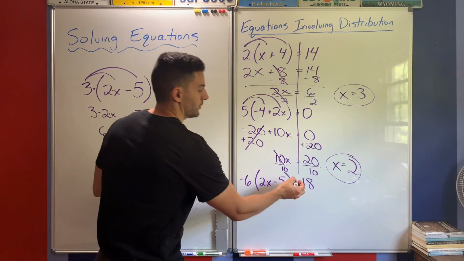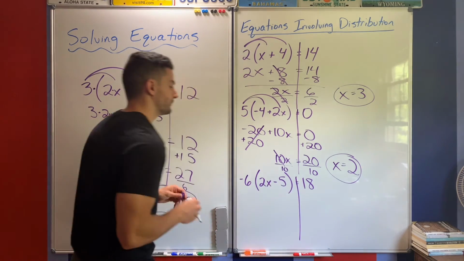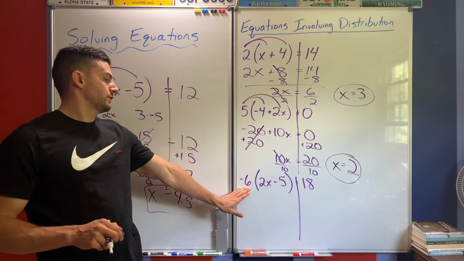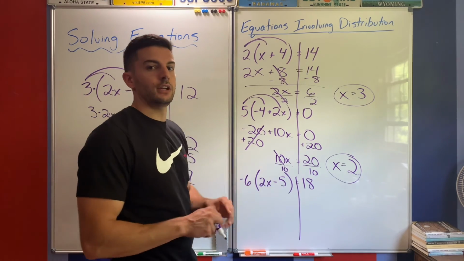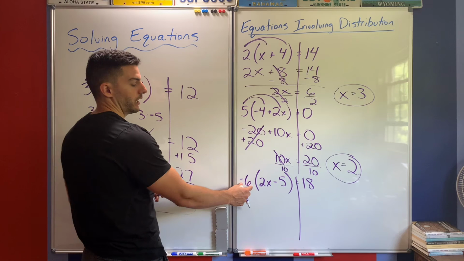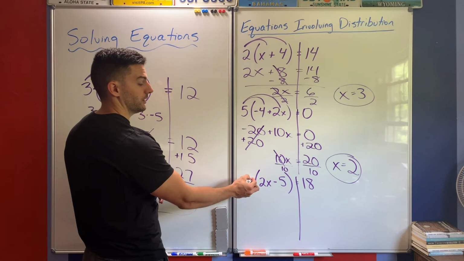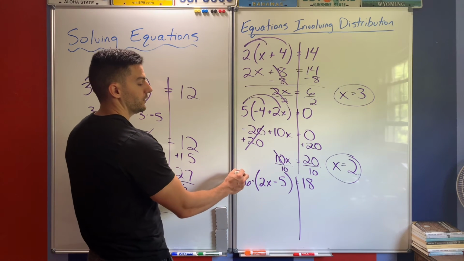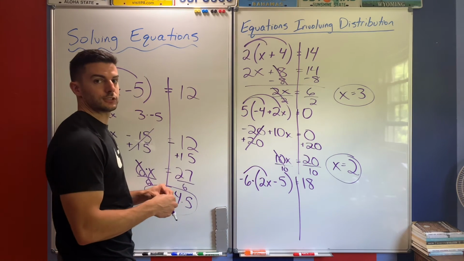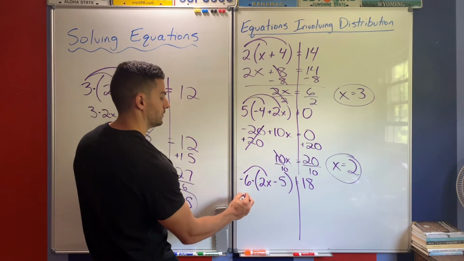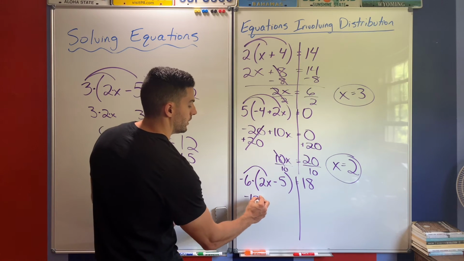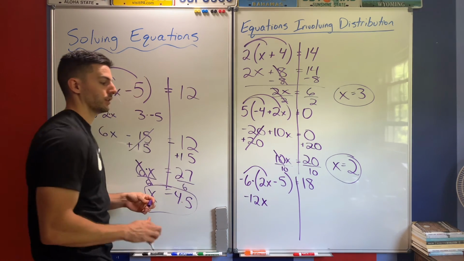Okay, last problem here, a little bit interesting. So we got a negative 6 times this group, 2x minus 5, equals 18. What's interesting here is we have a negative number on the outside that I'm distributing. So I'm going to do negative 6 times 2x. Again, this one has an x with it, right? So negative 6 times 2 is negative 12x, right? That x comes down with it.